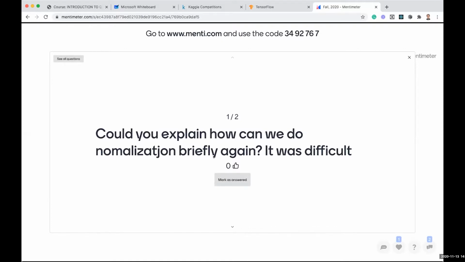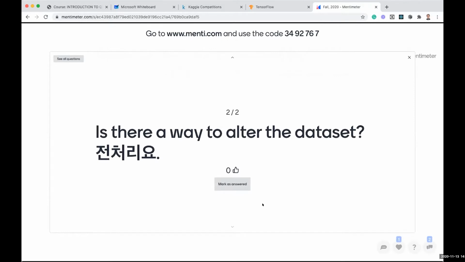Sure, yeah, I will explain it. How can we use the normalization? Yeah, of course, there are a lot of ways to change your data set. So normalization is one of them.